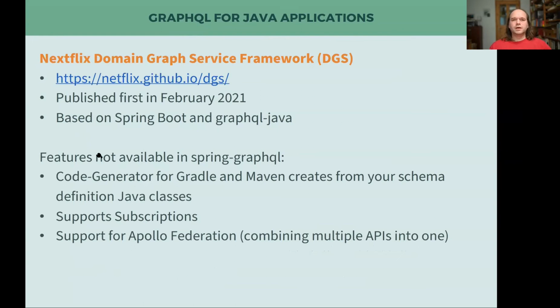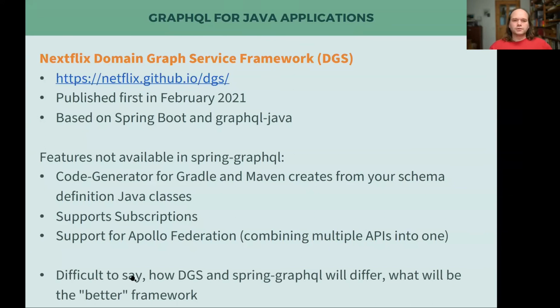In the Netflix Domain Graph Service, there are some features that are not available in Spring GraphQL. We have code generators. You can generate code from your API for your Java types. Subscriptions is also supported in Spring GraphQL. And Netflix also supports Apollo Federation. Apollo is another GraphQL server and client also. And they have a feature that is called federation, where you can merge several APIs together. It's a proprietary feature from Apollo.